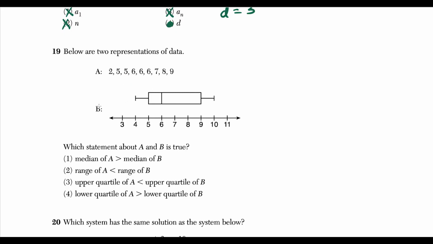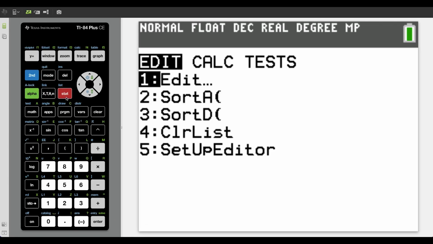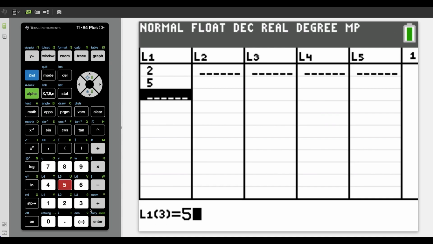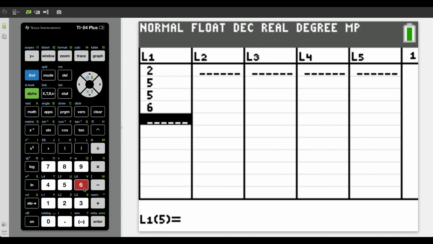For question 19, we have a set of data in group A. And then in group B, we have a set of data modeled with a box and whisker plot. We want to find out which statement about A and B is true. So we're going to use the calculator here to transform group A into a more tangible form. Let's go over to stat here, and we're going to press edit and enter in that data. So we have 2, 5, 5, and then we've got 3 6s, and then 7, 8, 9. Okay, so here's our data.